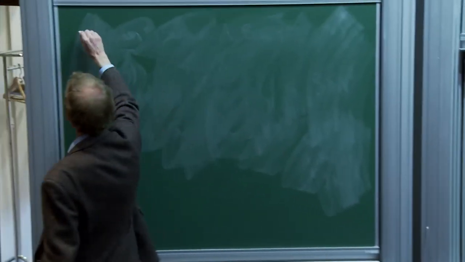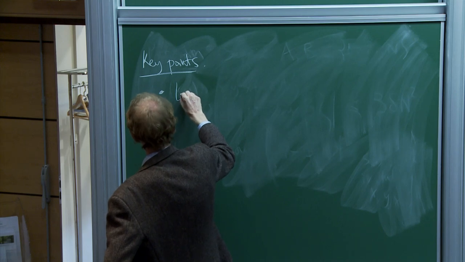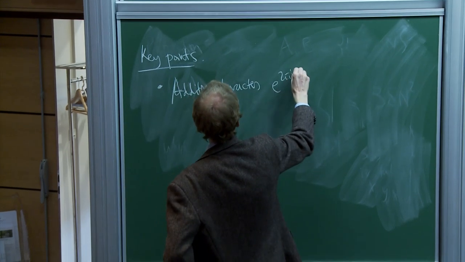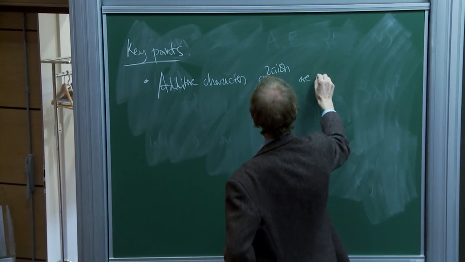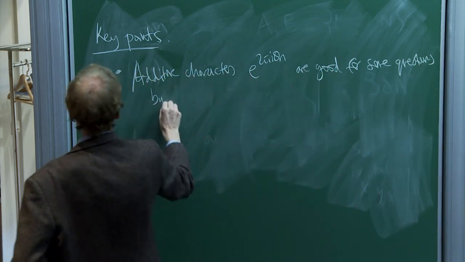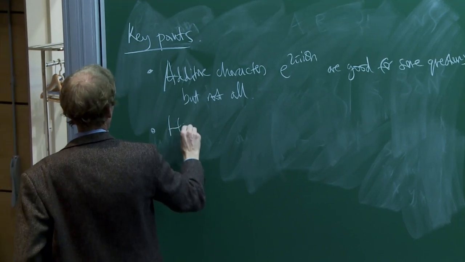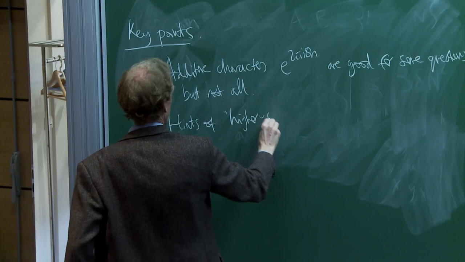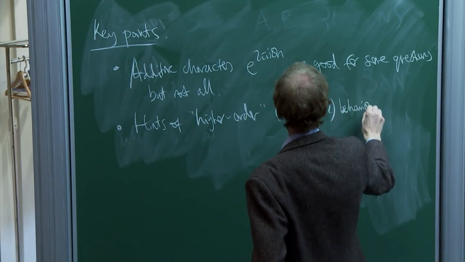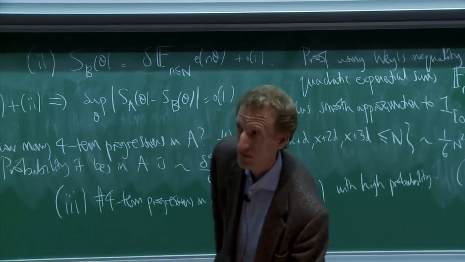So key points. Well, first of all, additive characters e to the 2 pi i theta n are good for some questions, but not all. And then the other point is that we saw a hint of some higher order behavior, and in this case, quadratic behavior. Okay. Any questions on anything so far?